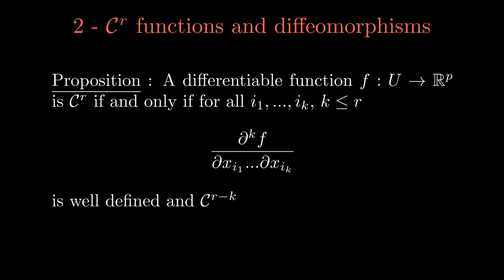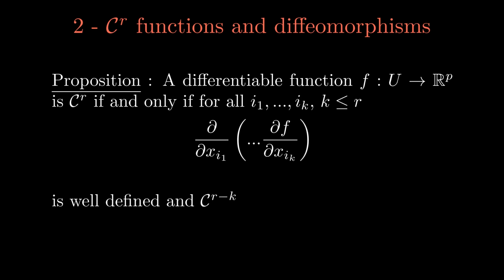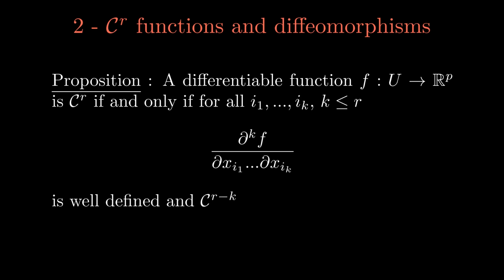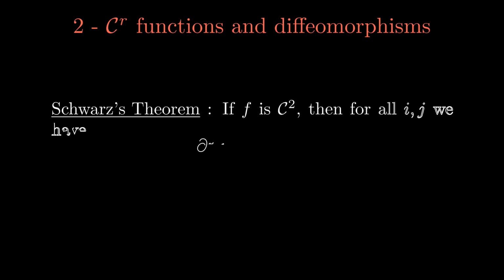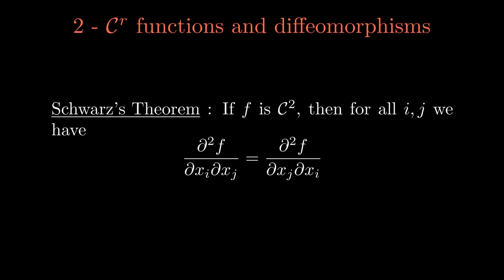We see again the idea of partially differentiating f r times and ending up with a continuous function in the end. The k partial derivatives here really means that we first differentiate with respect to x_{i_k}, then go up to x_{i_1}. Well, in fact, the order in which we differentiate doesn't matter, so that's why we often just use the first form for compact writing. This result, that the order of partial differentiation doesn't matter, is called Schwarz's theorem. Here it is in its full form.